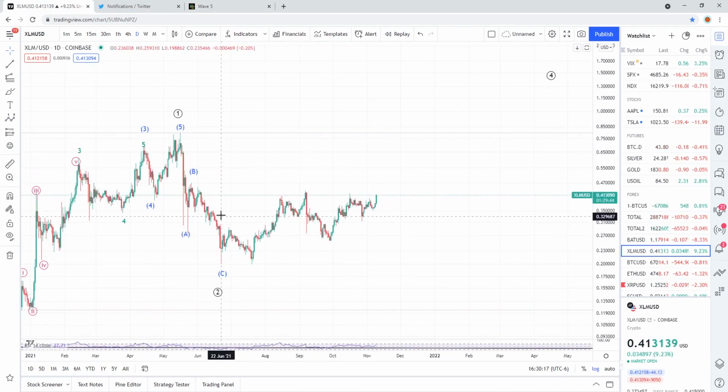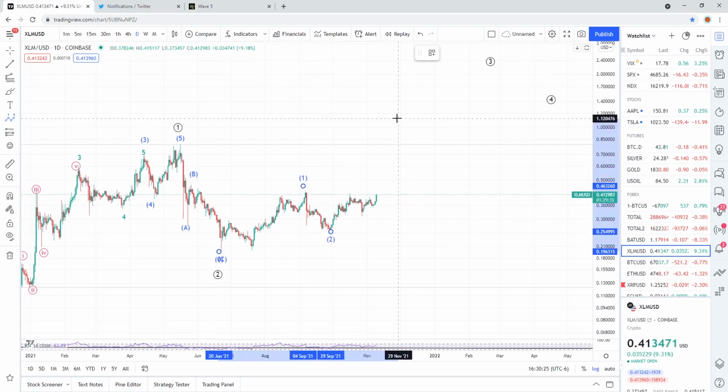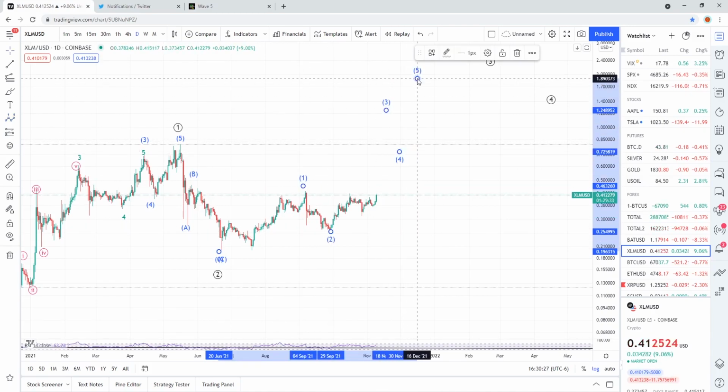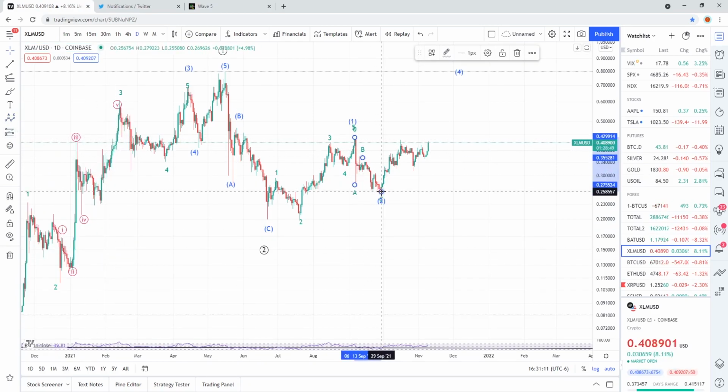Primary wave 2 corrected as a zigzag, and it is going on to set primary wave 3 right now. I think that this is intermediate wave 1, 2. It's going on to set 3, 4, and 5. Within intermediate wave 1, there's 5 waves to the minor degree. This subdivides very nicely. And then within intermediate wave 2, it took correction as a zigzag.